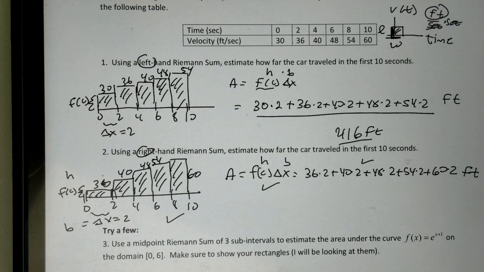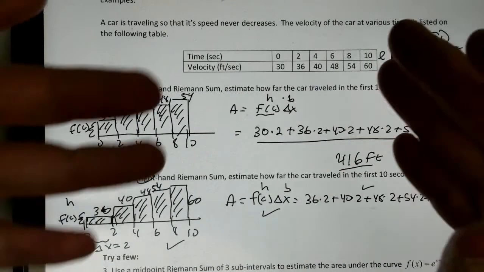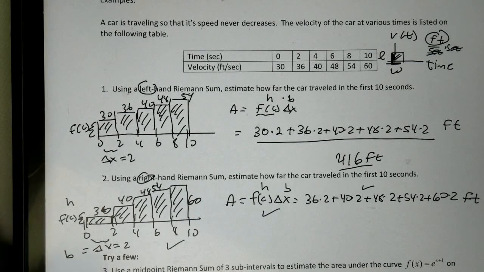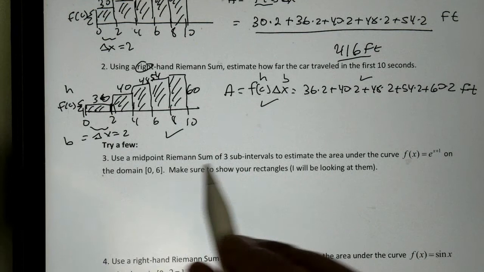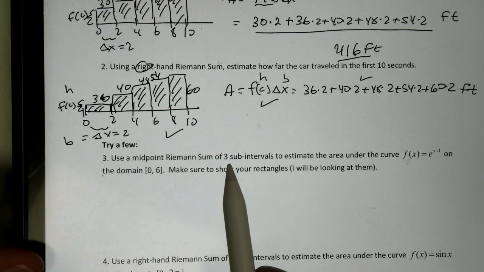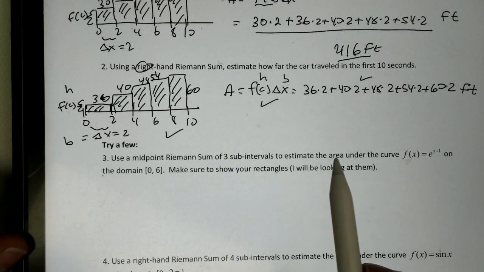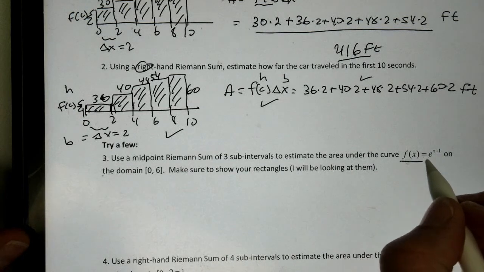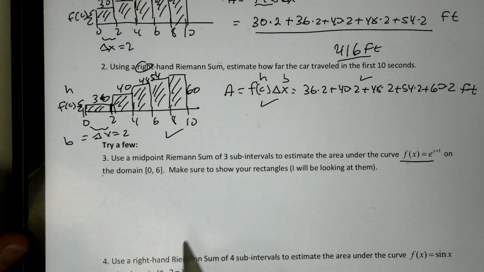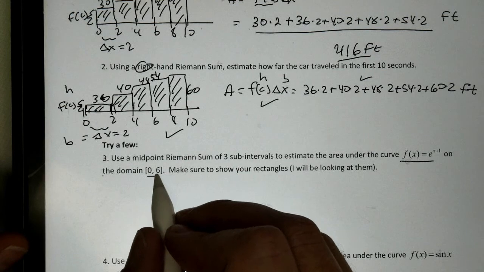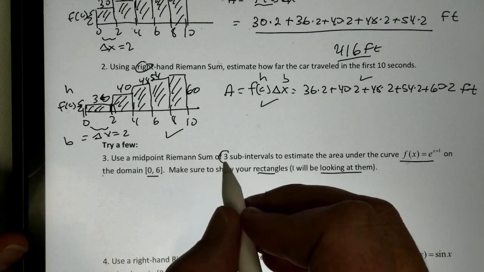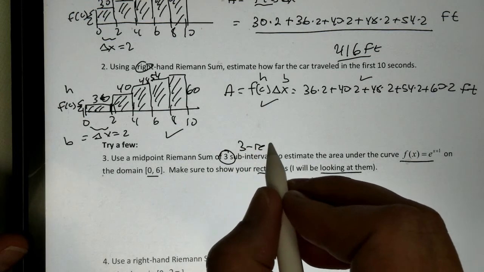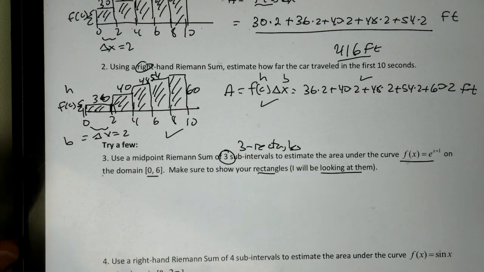Very easy to do. So we can use Riemann sums to answer all sorts of questions. Obviously, we got it from a table. We can even use it from an equation. So let's take a look at number 3 right here. We want to use a midpoint Riemann sum of 3 subintervals to estimate the area under the following curve, e to the x plus 1, on the domain 0 to 6. Make sure to show your rectangles. These are something I'm looking for. So this is telling me we want 3 rectangles, which isn't so bad.